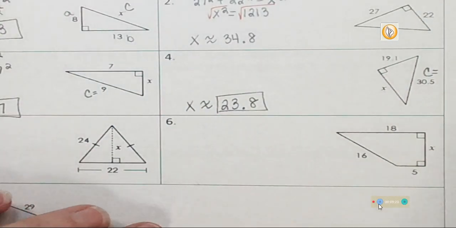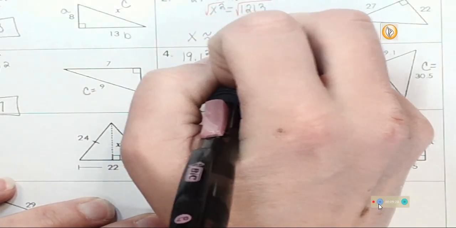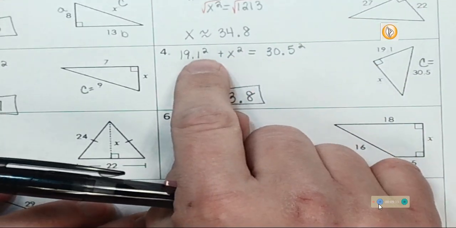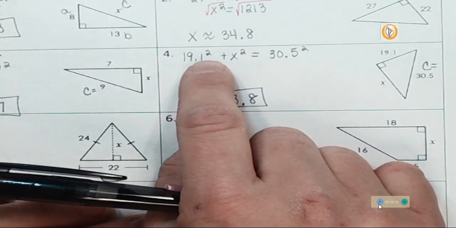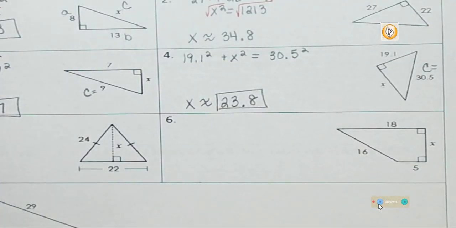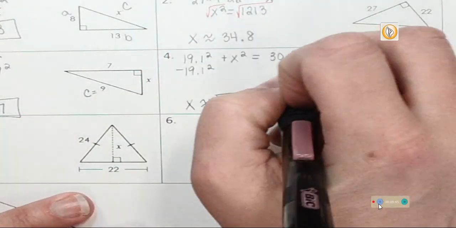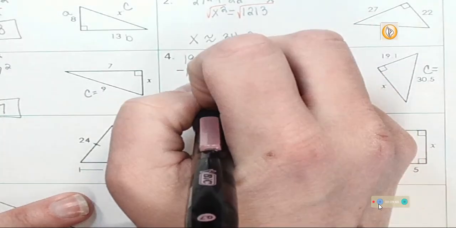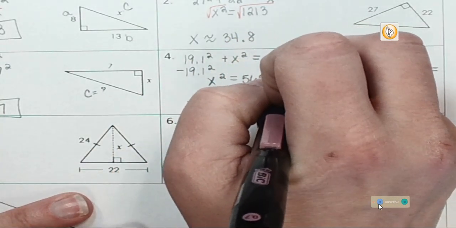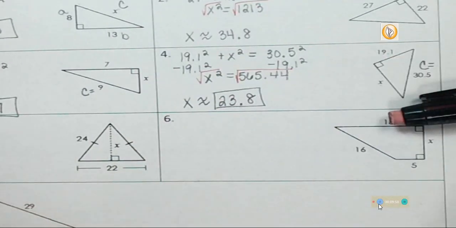All right, so real quick, you would have set this up as 19.1 squared plus x squared equals 30.5 squared. And can I give you a word of caution? Make sure you don't forget your square. Okay? Because when I used the decimals earlier, I forgot the square, and what happened to my answer? It was all messed up. Okay? So then I minus the 19.1 squared from both sides. And I ended up with 565.44, and so I had to take the square root. And that's how I ended up with that number right there.